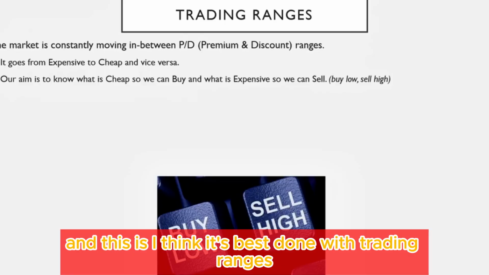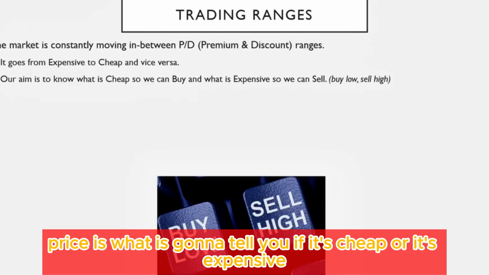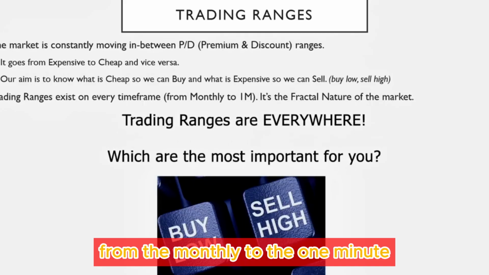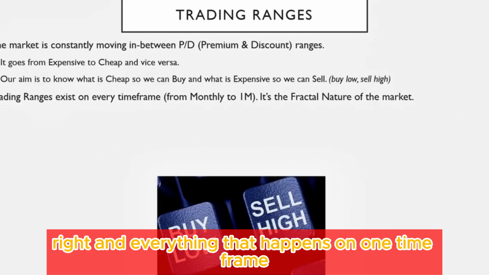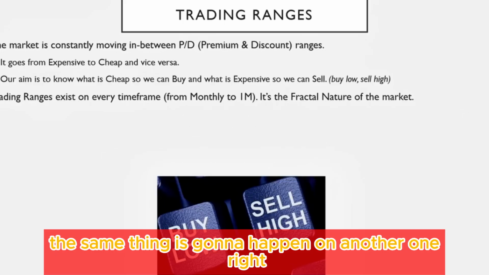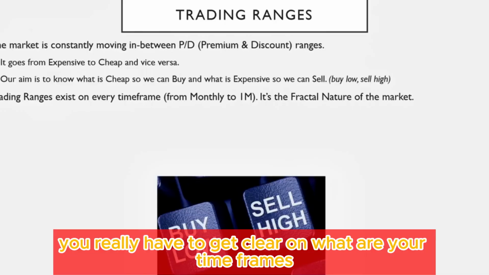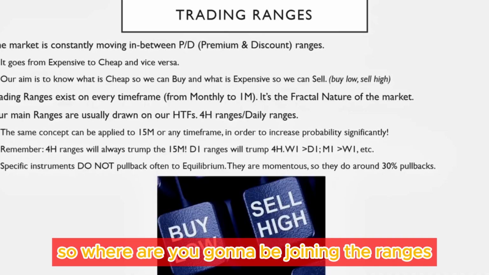And I think this is best done with trading ranges. Of course, you can do it with indicators, oversold, overbought. But again, to me, price is what is going to tell you if it's cheap or it's expensive. Trading ranges exist on every time frame, from the monthly to the 1 minute. It's the fractal nature of the market, right? And everything that happens on one time frame, the same thing is going to happen on another one, right? Again, as I keep saying, you really have to get clear on what your time frames are. So where are you going to be drawing the ranges?